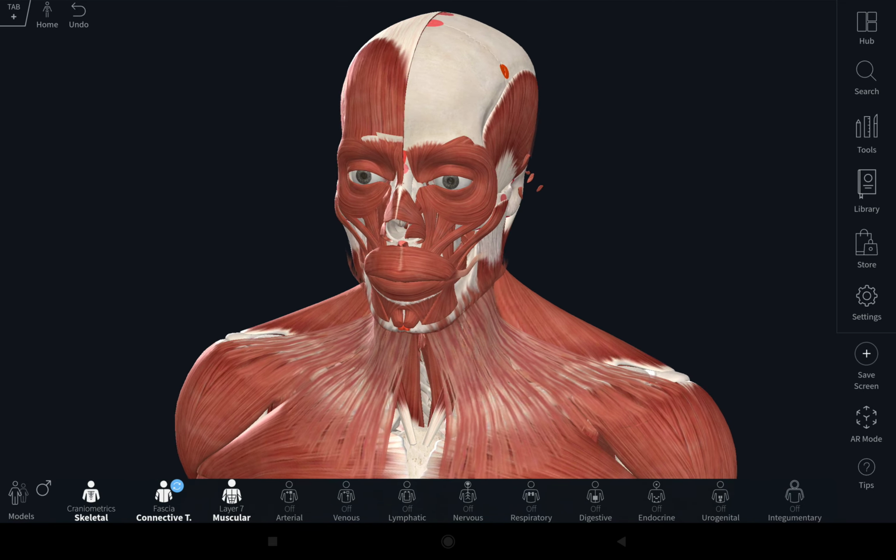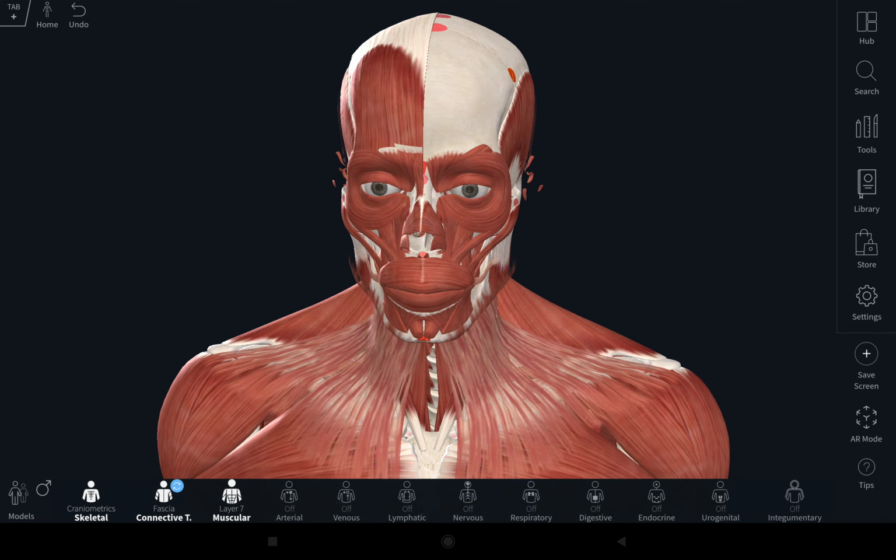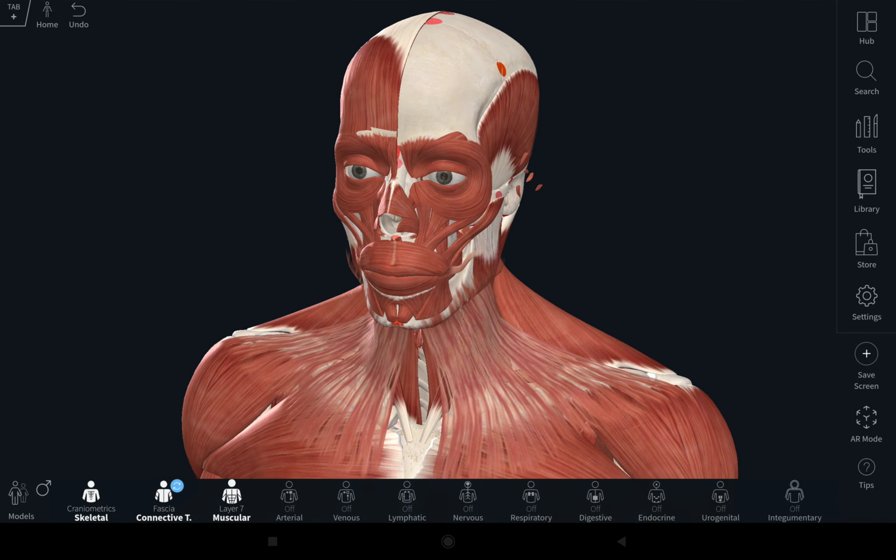Today I will show you different parts of muscles of the face, neck and head of the human body. So let's start. The first muscle we see here is the orbicularis oculi muscle, and this is the orbital part of orbicularis oculi muscle. This is the left side of the orbicularis oculi muscle, orbital part, and this is the right orbicularis oculi muscle, orbital part.